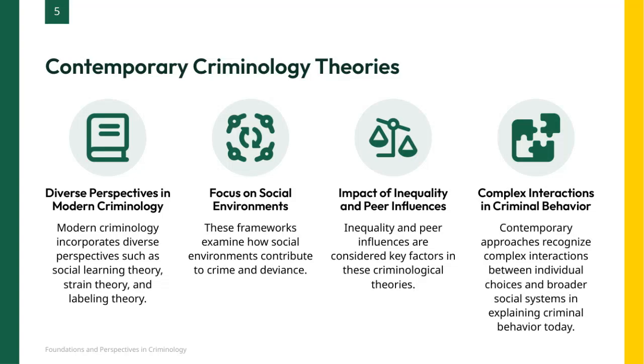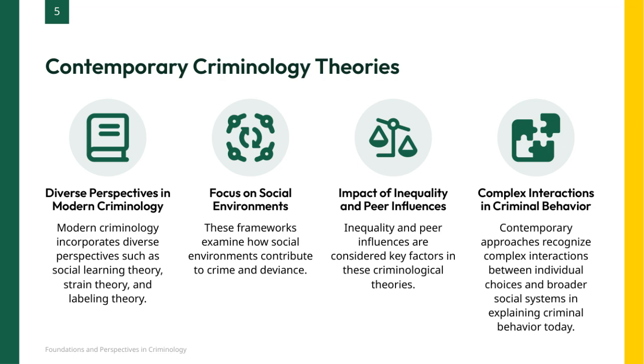When we look at contemporary criminology theories, one of the first things to understand is that they come from a variety of different perspectives. For example, social learning theory suggests people learn criminal behavior from their surroundings. Strain theory focuses on the pressures that drive individuals to crime, and labeling theory explores how being labeled as a criminal can influence someone's identity and actions.